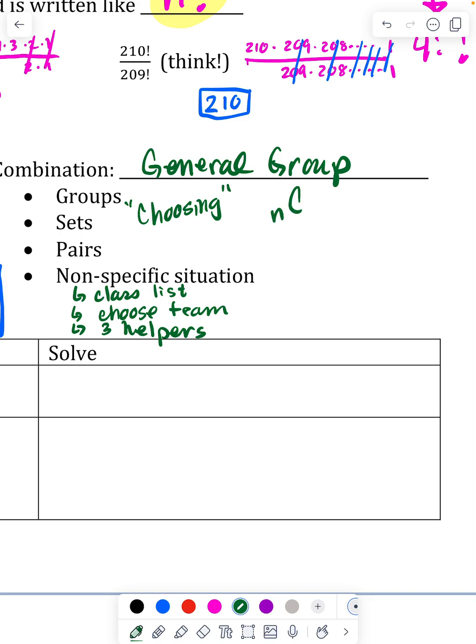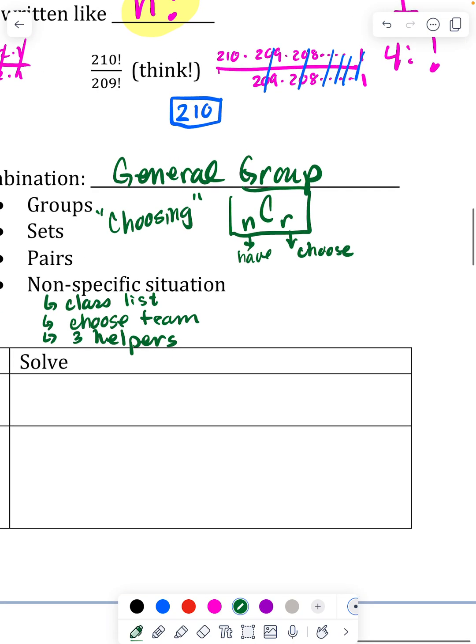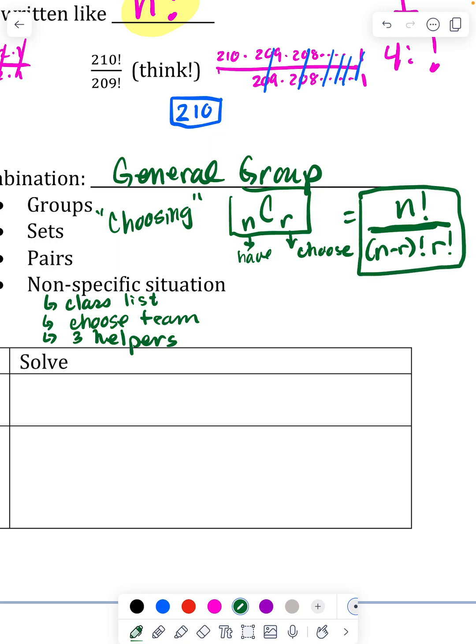So nCr is going to be how many items I have, and then r is the number of items that I'm actually going to choose. And the formula for that is really similar in that it's n factorial over n minus r factorial, but you have another r factorial. And you got to make sure that you're dividing by that entire bottom. So that is the formula and the notation. But again, you can also find this on your calculator, hopefully.